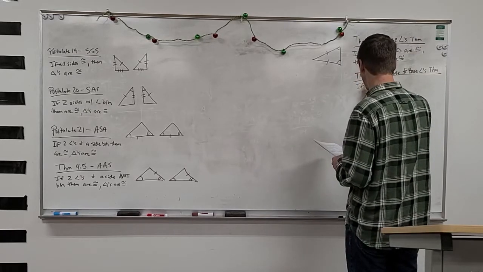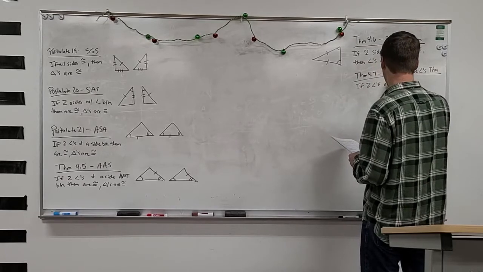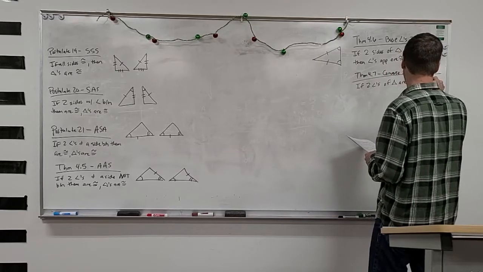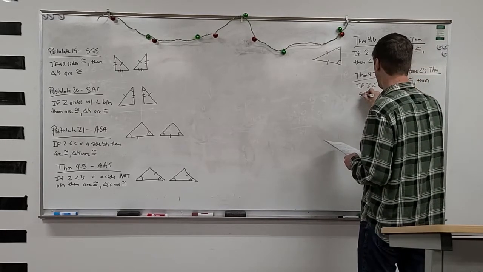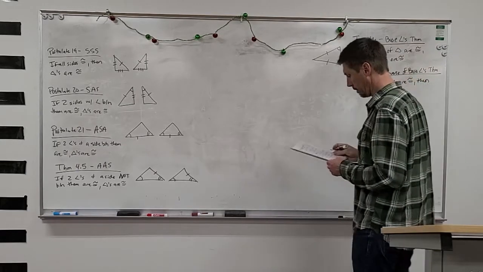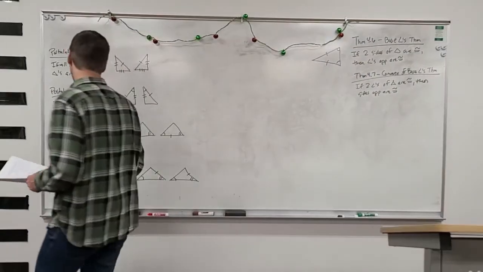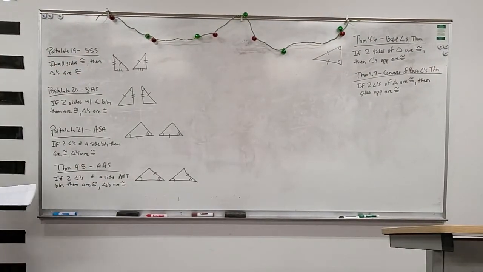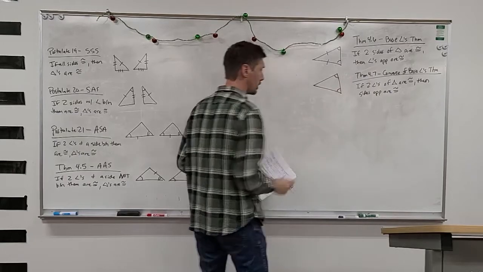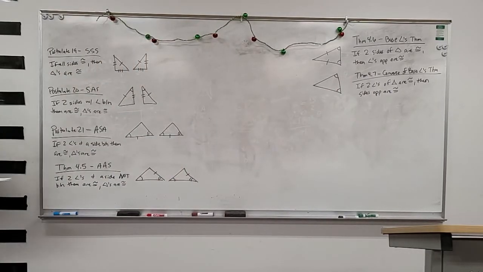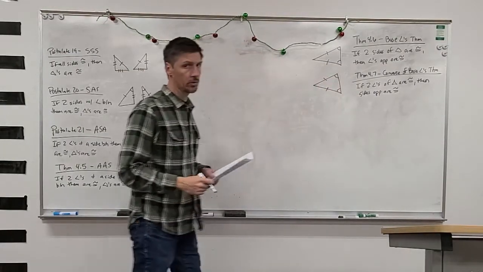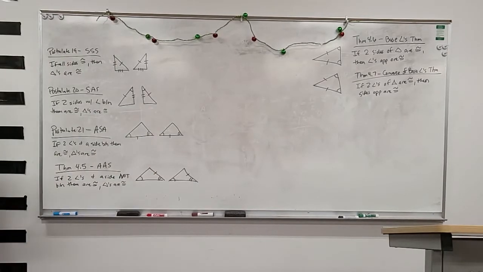If two angles of a triangle are congruent, then the sides opposite are congruent. So the diagram I'm going to draw would be exactly the same. It's just that with this one, we're starting with the idea that the angles are the same. And because we know the angles are the same, then the sides opposite those angles are also going to have the same length.